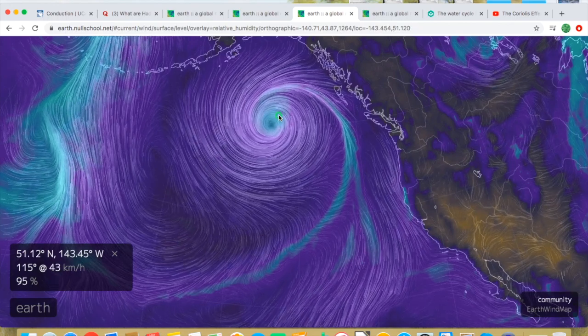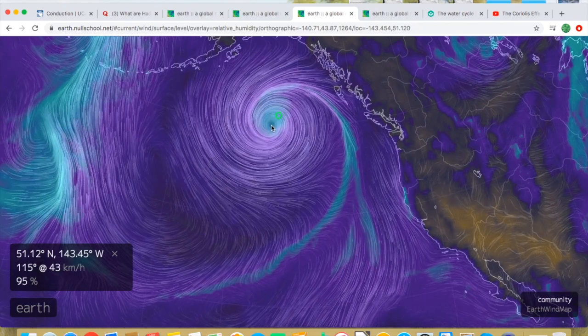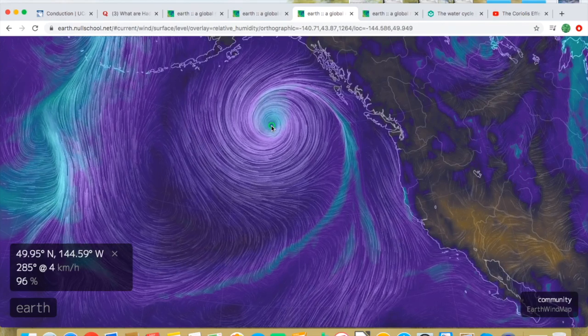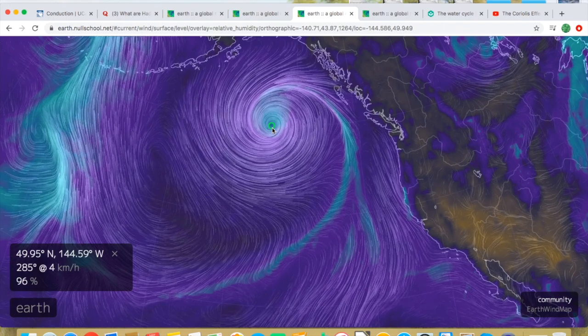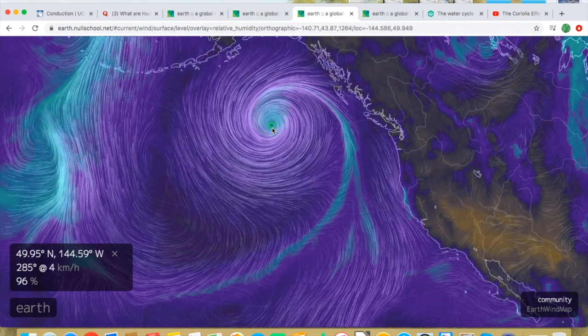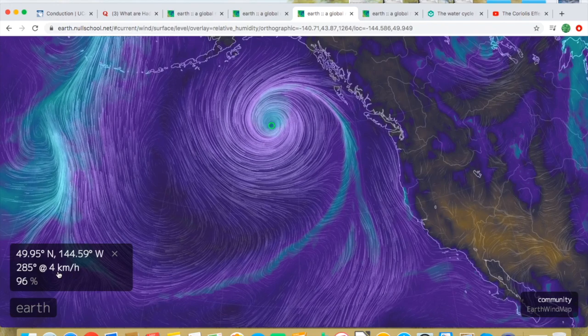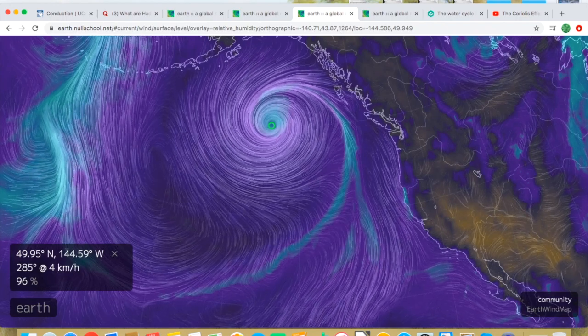Even here, this is moving. The air is moving very fast, but paradoxically, right in the middle, look at that. In the very middle of this low pressure system is the point that the air is being sucked towards in a spiral pattern. Look at that. It's only going 4 kilometers per hour in the middle.